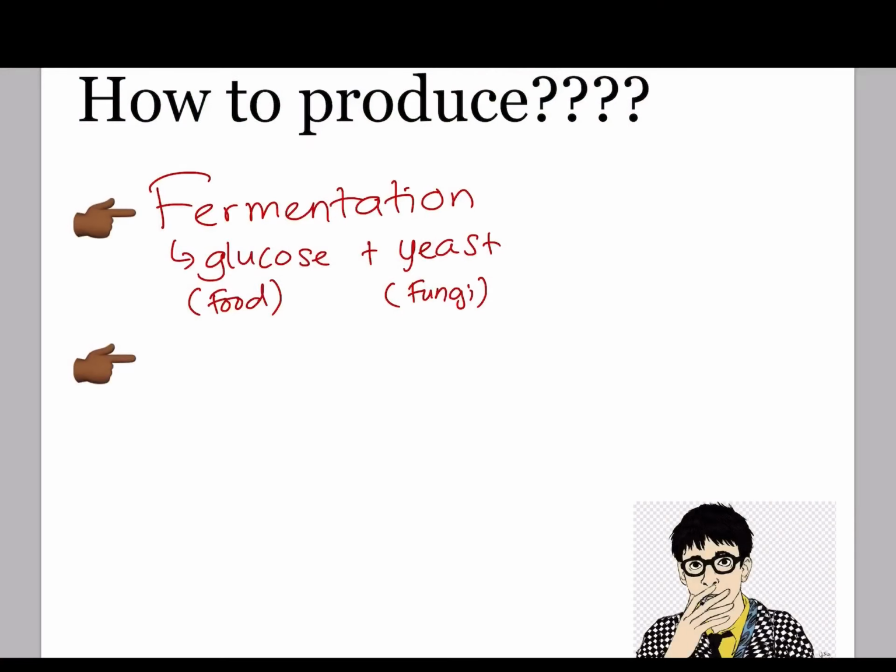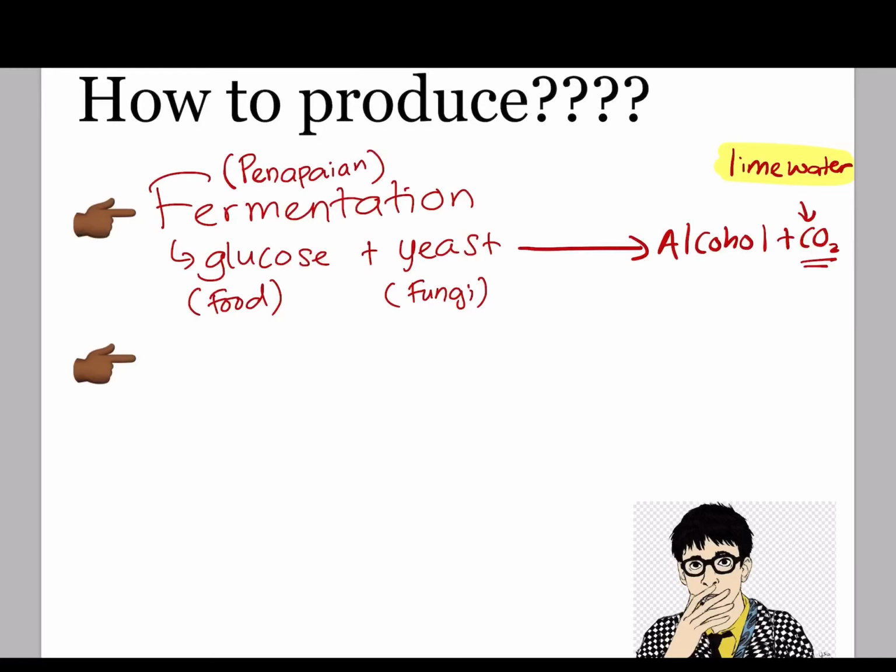Based on the video that you have just watched, by the product of the glucose and yeast, they will produce the alcohol. The main idea is we are producing the alcohol and the carbon dioxide. So this carbon dioxide we can detect by using the lime water. That's why we just put the lime water. So when there's carbon dioxide, there will be the changes of the color for the lime water. Alright. In Bahasa Melayu, fermentation is proses penapaian. And lime water is air kapur.